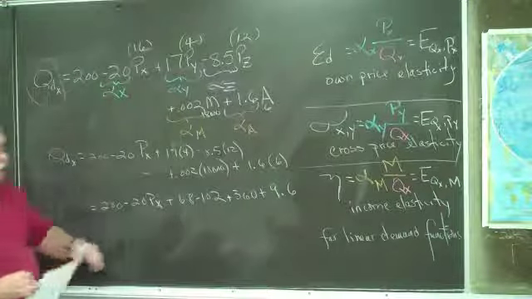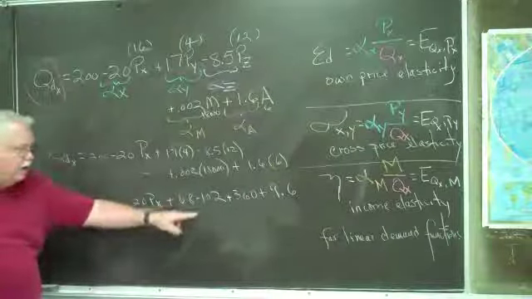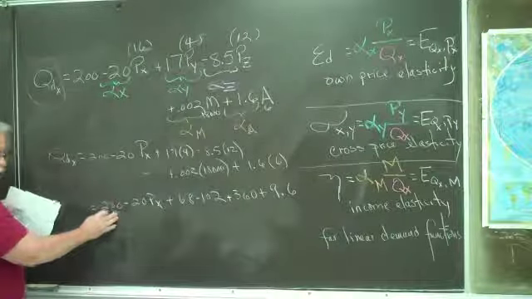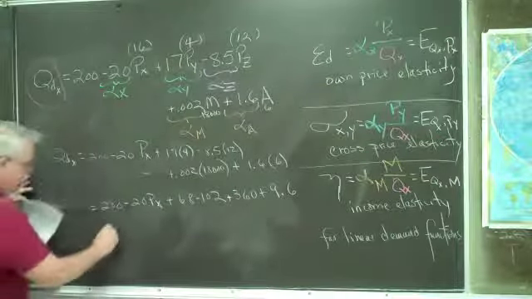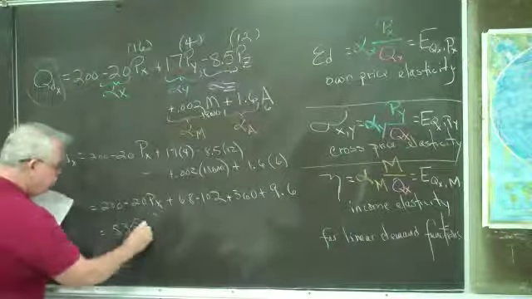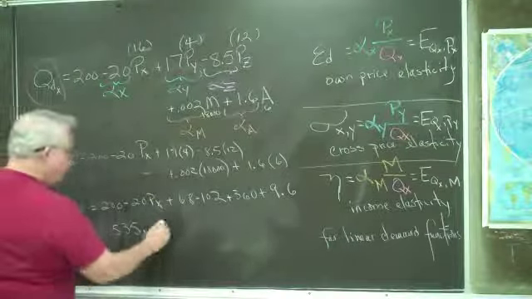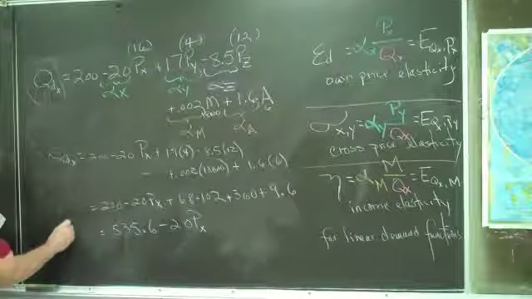I'm going to take all of these numbers now and just add them up together, including the negative number there, and the 200 in there as well. I'm going to wind up with 535.6 minus 20px is equal to qdx.